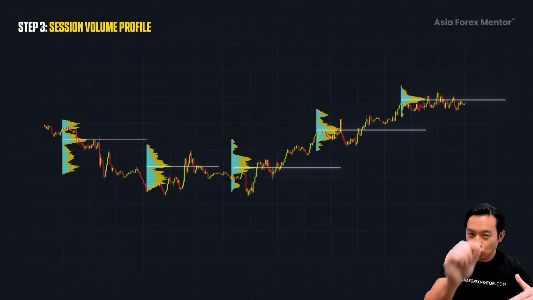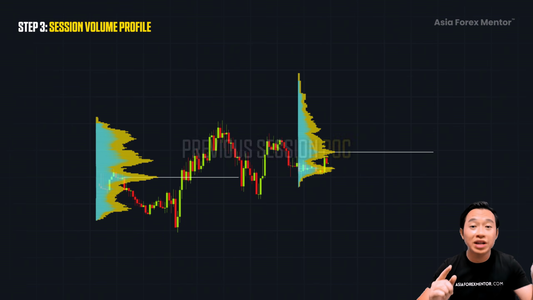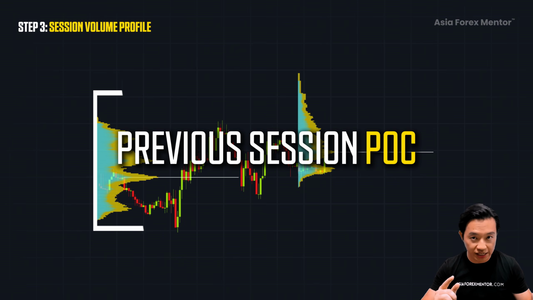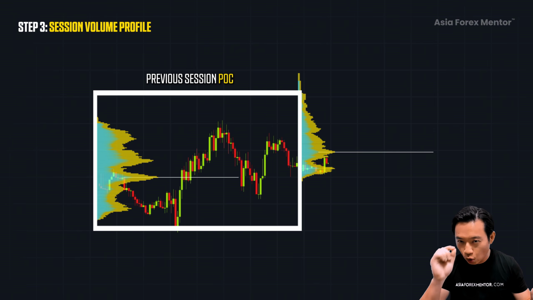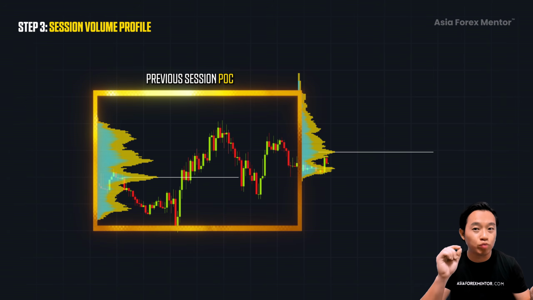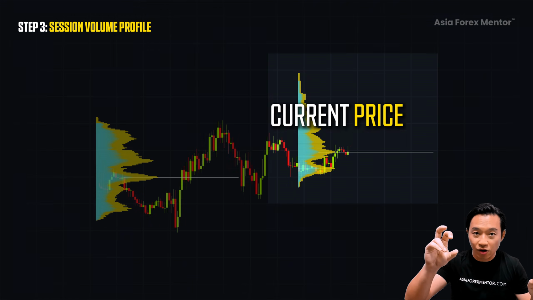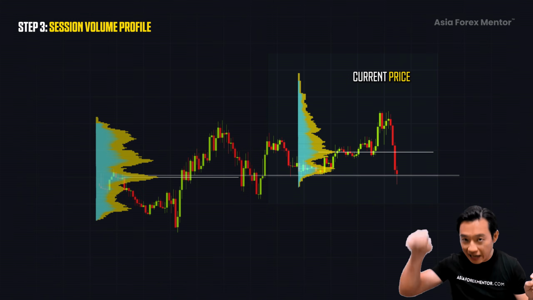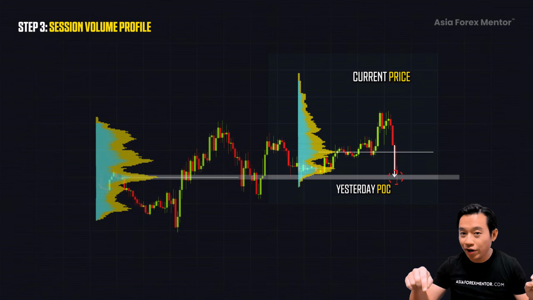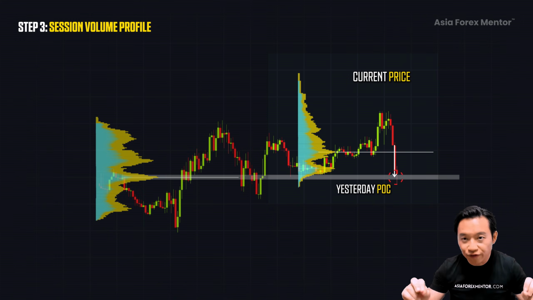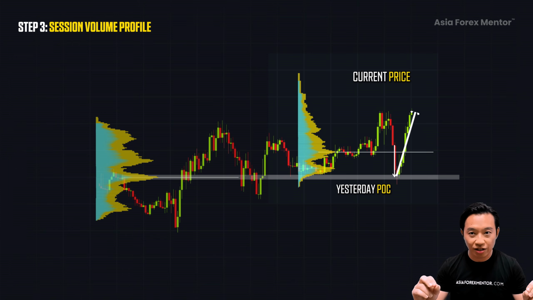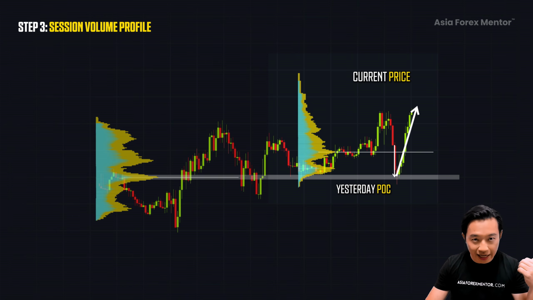Got it? Now, here's where it gets exciting. The previous session POC, this is like the golden area for identifying the high probability trading zone. So when the current price revisits the level during the current session, it often sparks a reaction. Because the buyers and the sellers remember that zone, especially when it happened so recently, for example, yesterday.